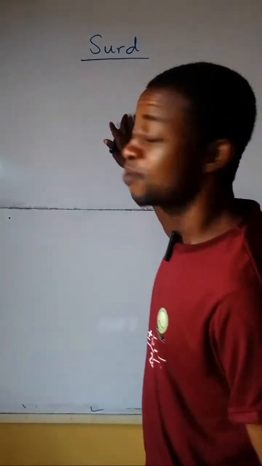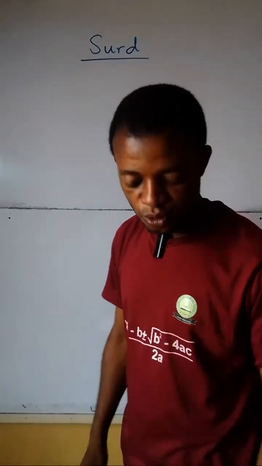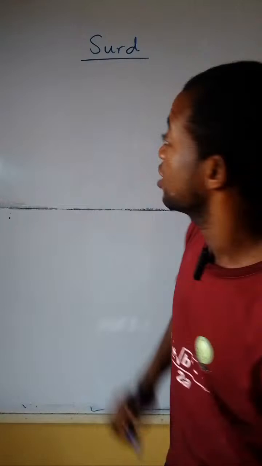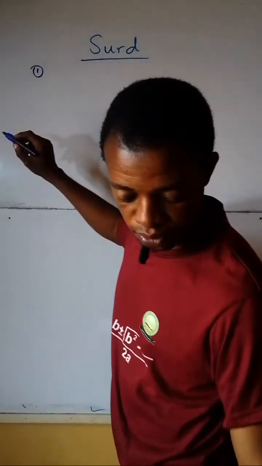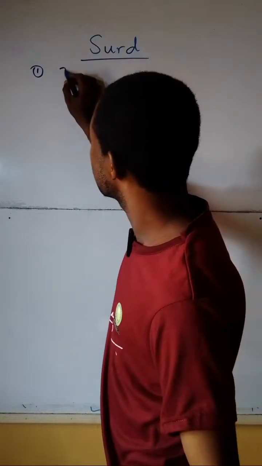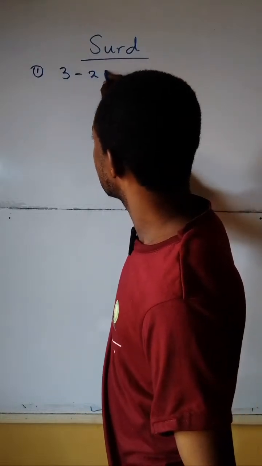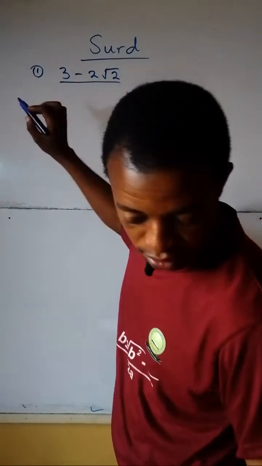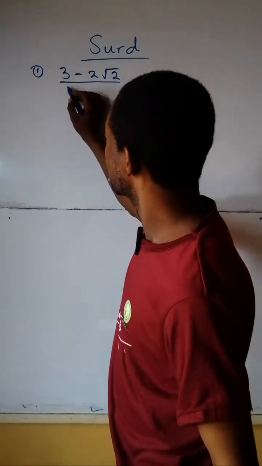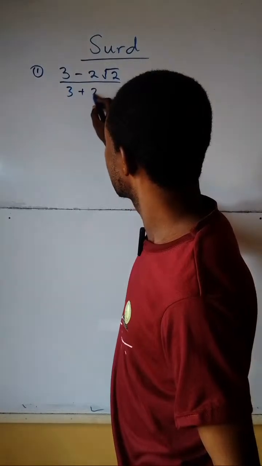Let's look at some interesting questions on surds. Now, number one here, let's solve 3 minus 2 root 2 divided by 3 plus 2 root 2.